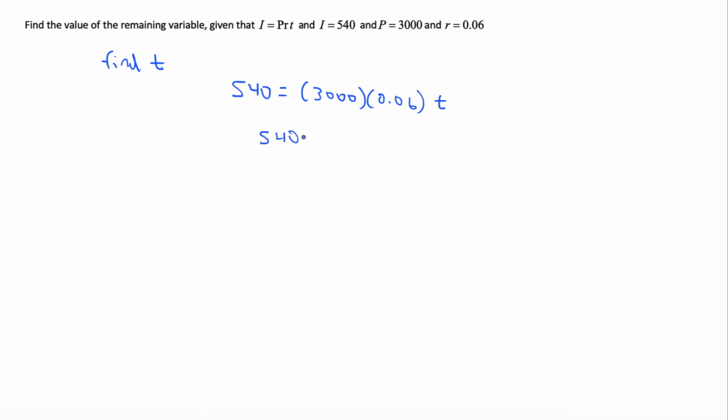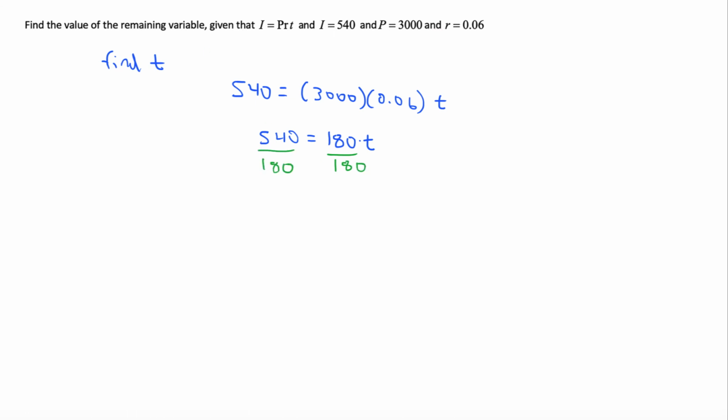Okay, let's multiply these guys together. So 3000 times 0.06 is 180. So that's 180 times T on the right side. So then what's the last step here? How are we going to solve for T? In this case, we should use the multiplication property of equality. Well, in this case, dividing. Remember, multiplication and division are pretty much the same thing. So here we want to divide both sides by 180.